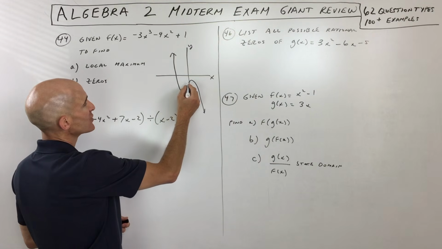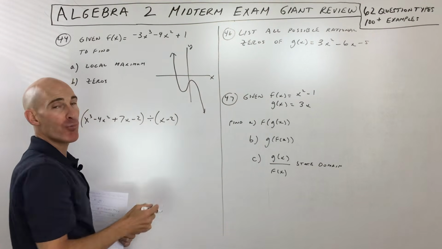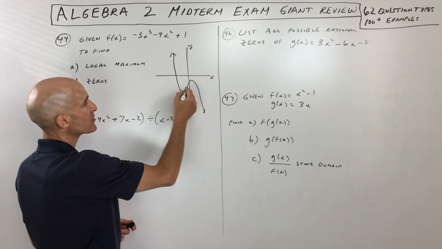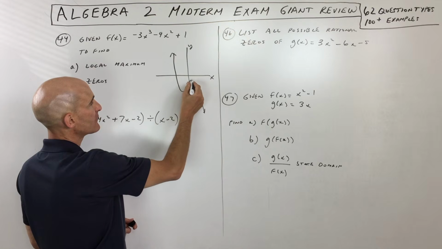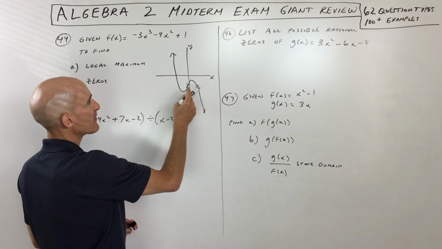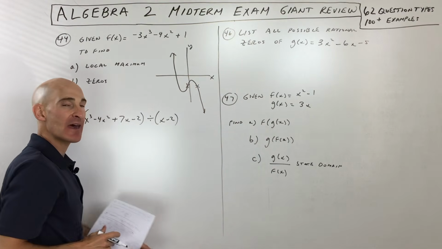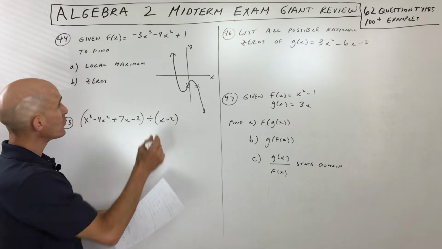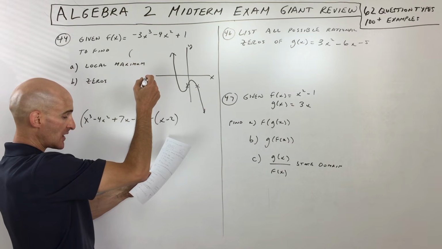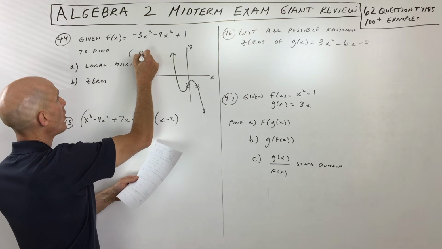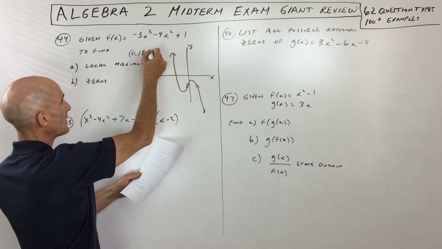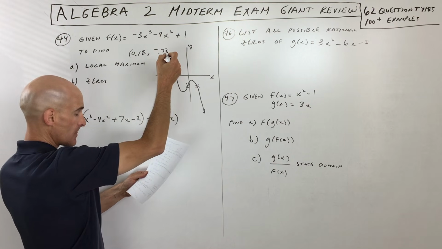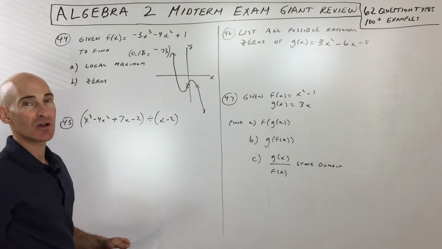Now the local maximum is where it's a high point, so where it bends, like a top of the hill. So what you would do in your calculator is select a point to the left of that maximum, and a point to the right of the maximum, and you would say calculate, and we would find that high point. I calculated this a little bit earlier, and if you're doing this at home, you should get a local maximum of 0.18, comma, negative 0.73. So you can verify that on your graphing calculator.